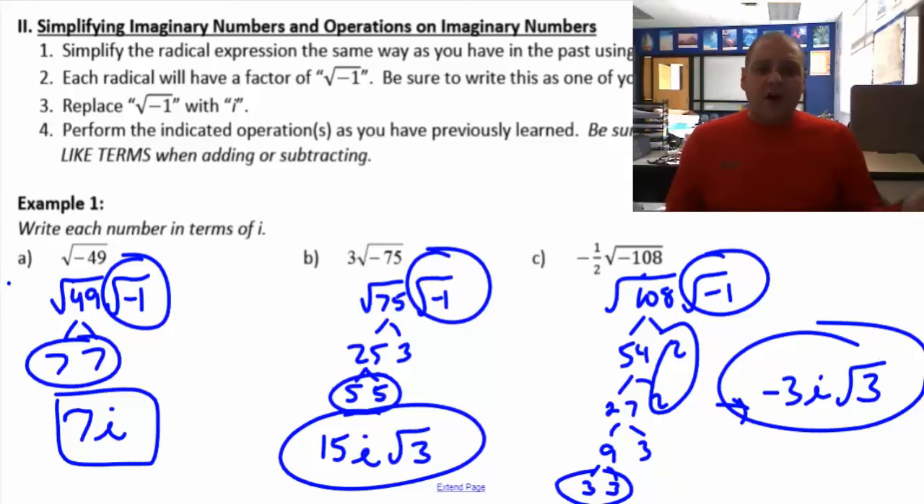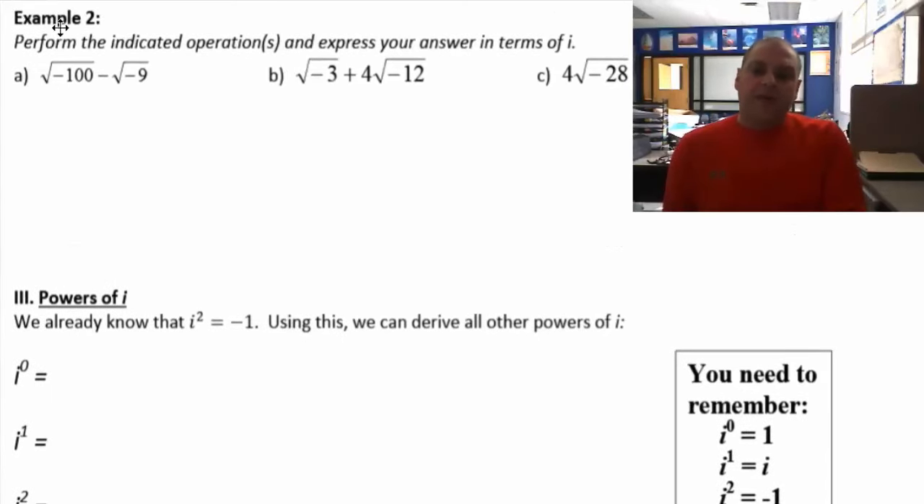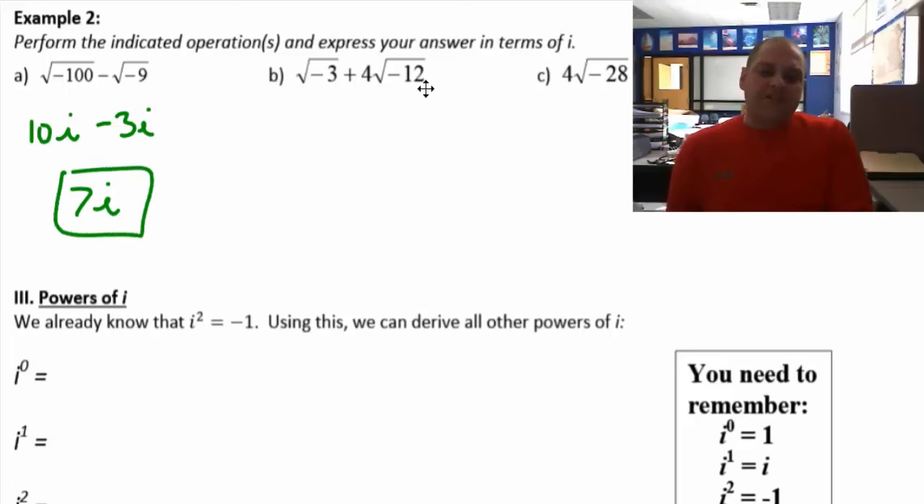So these are just like the other radicals we did, except now you're going to have an I in your answer because of the negative. Basically, you see a negative under the radical, you put an I. It's pretty simple. All right, example 2. So here we have, this is going to be 10I minus 3I, and that's 7I. Just operations now, adding. So this is radical 3. We can't do anything with that, but there's an I, so it's I radical 3.